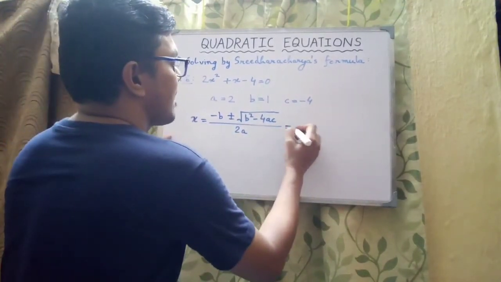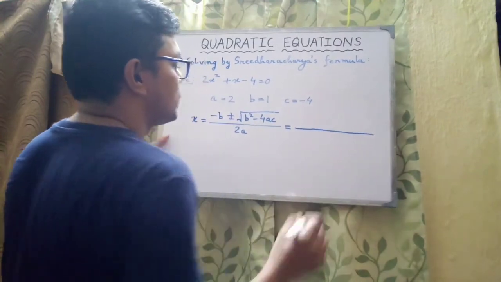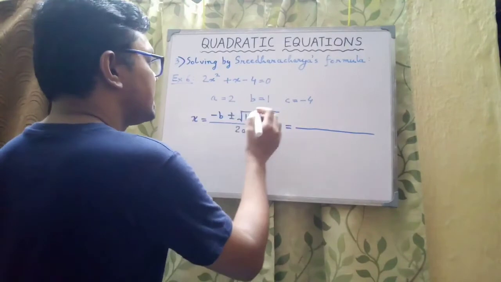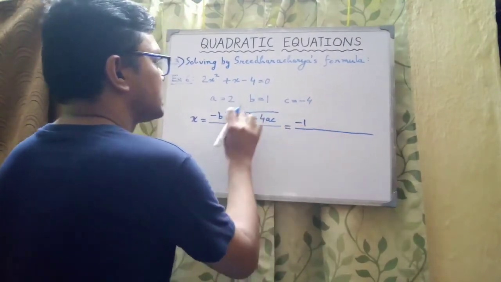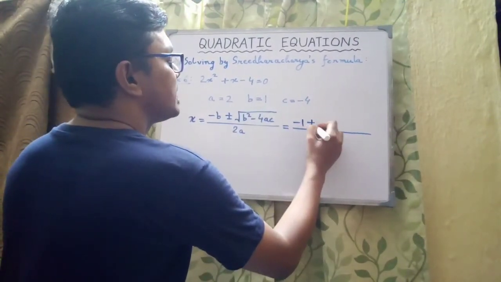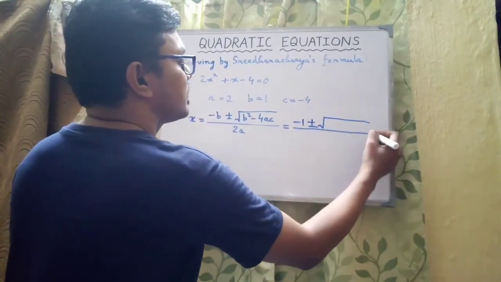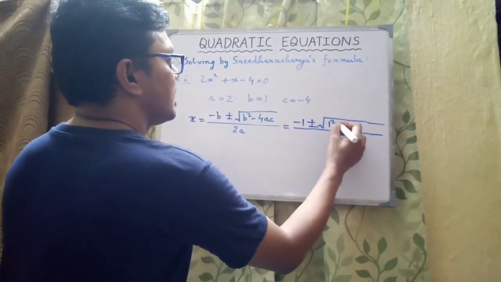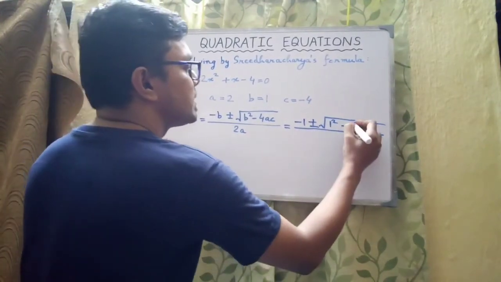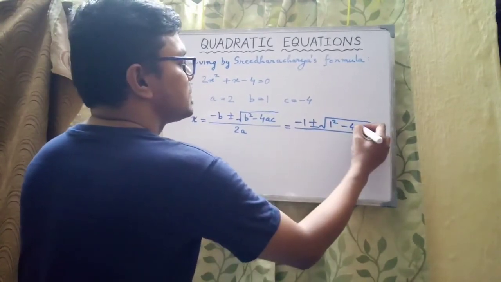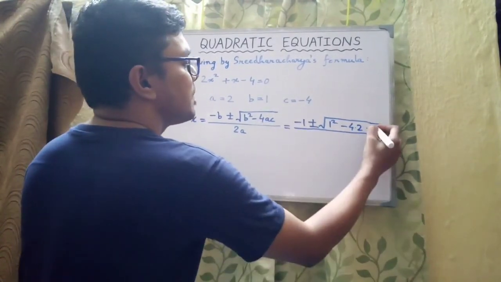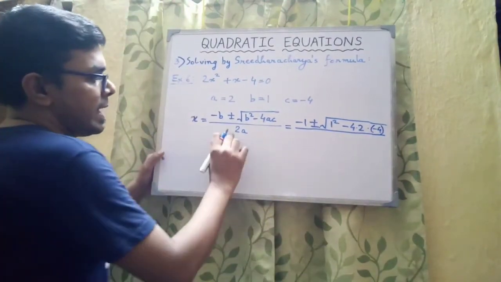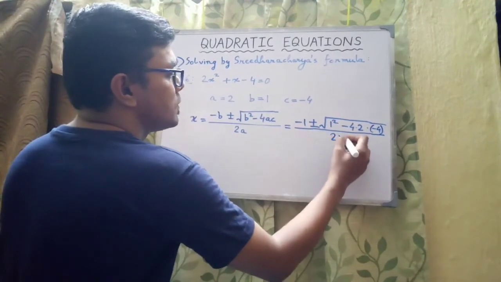That is, so now we just put the values of a, b and c. We have minus b, that is minus 1 because the value of b is 1, plus minus square root of b squared, that is 1 squared, minus 4 into a into c, that is 4 into a, that is 2, into c, that is minus 4. This minus 4 must be written inside parenthesis, and we have 2a, that is 2 into 2.